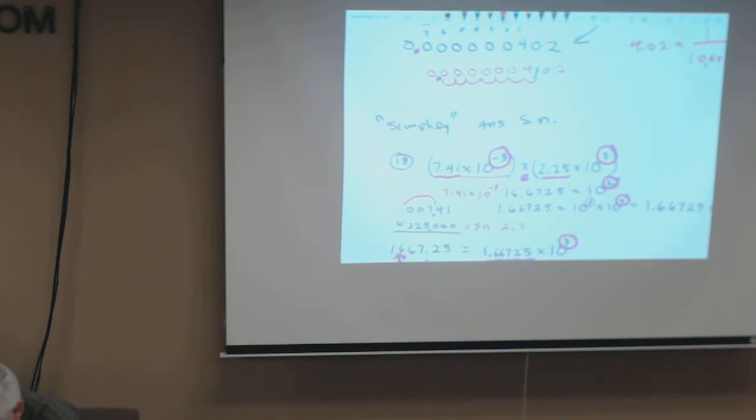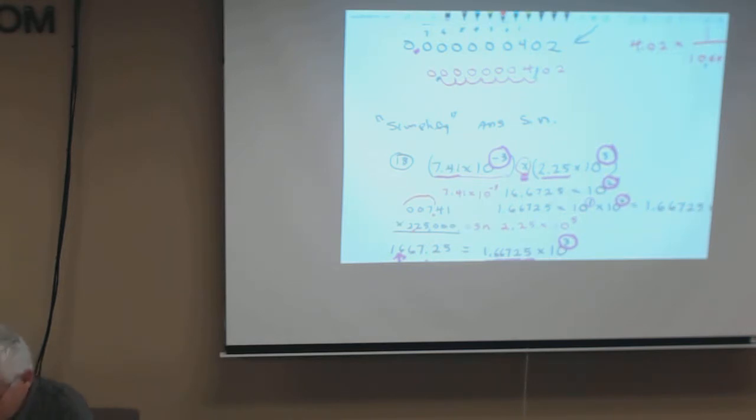2.25 times 10 to the what power? How far did I move it? 1, 2, 3, 4, 5. So it's 2, and it was a large number. I made it smaller. So it's 2.25 times 10 to the 5th power. You follow the rationale? Good. Now, how do I multiply these two numbers?